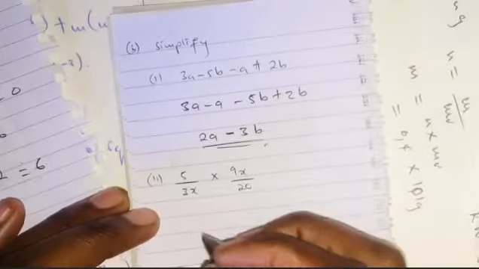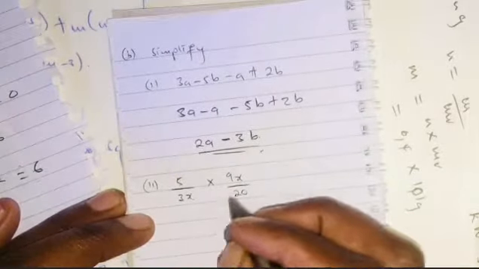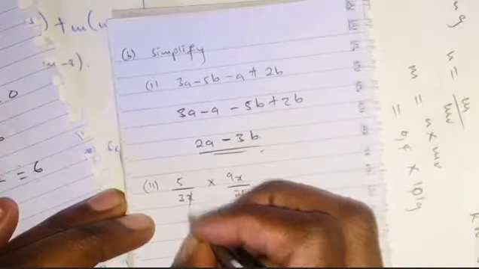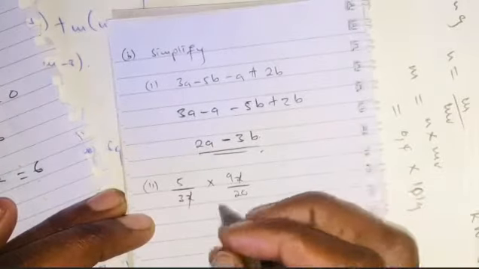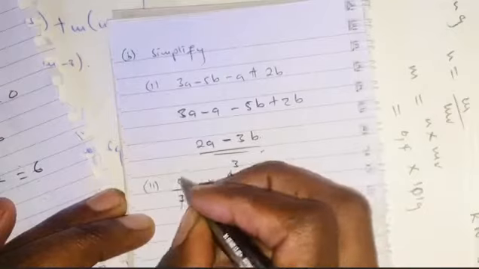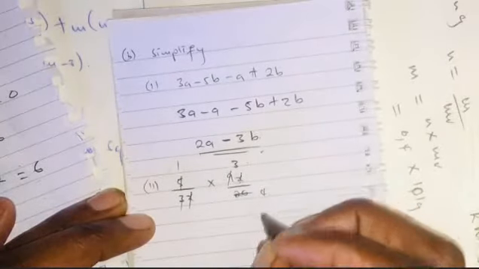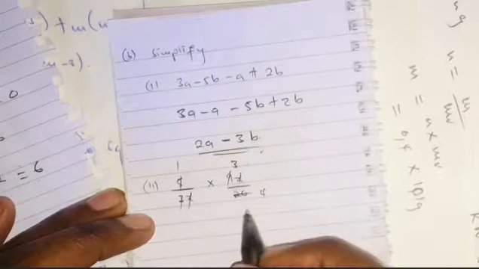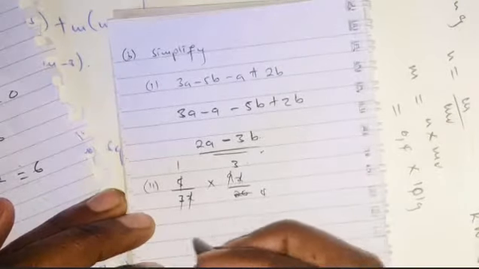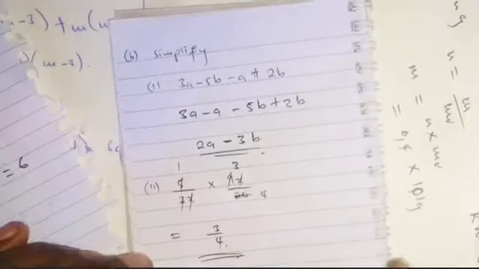Then we come to this one. We are simply going to say x and x, they cancel out. Then 3 into 9 is equal to 3. Then 5 into 5, 1. 5 into 20, that's 4. And of course we've got a 3 here, and we've got a 4 here. Then the answer will be equal to 3 over 4. That's it. Then we come on to this one.